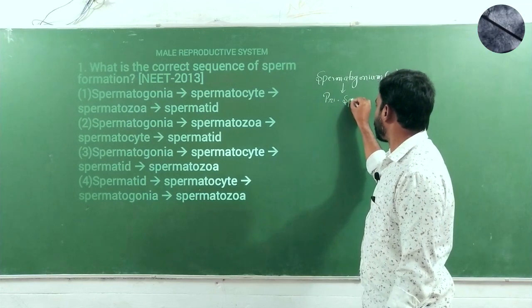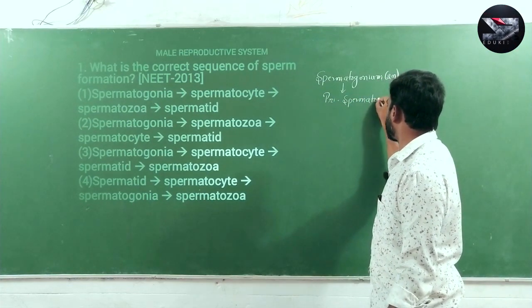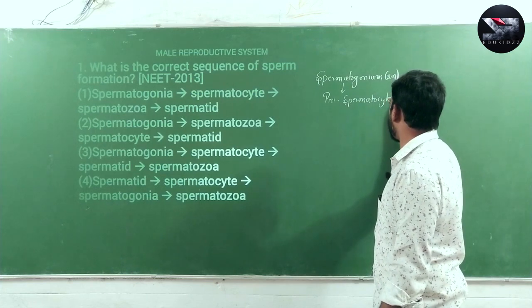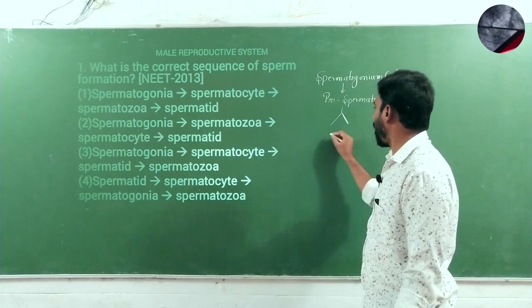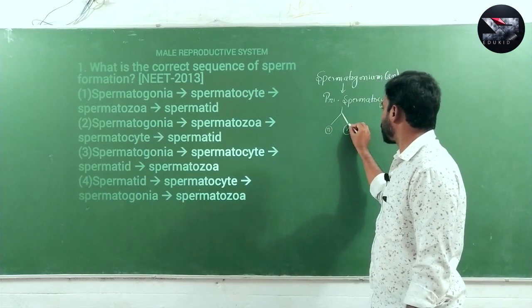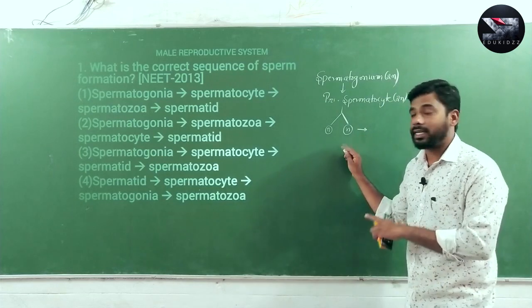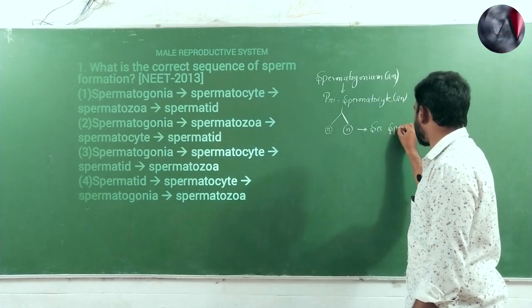The primary spermatocyte is also diploid. This primary spermatocyte undergoes meiotic division. After meiosis, it forms two haploid cells. These two haploid cells are called the secondary spermatocytes.